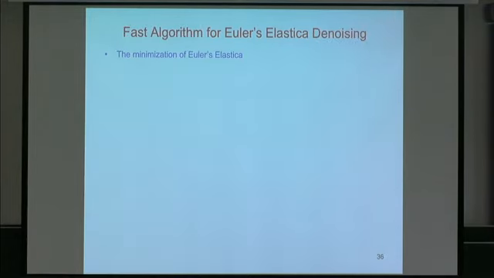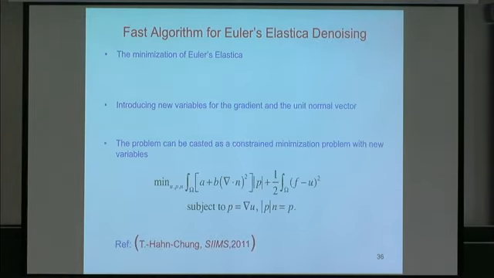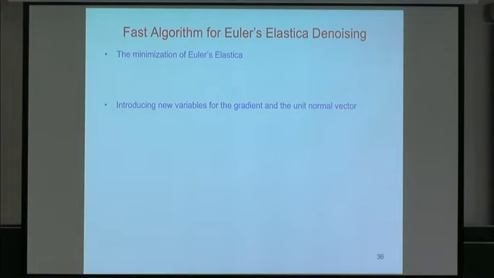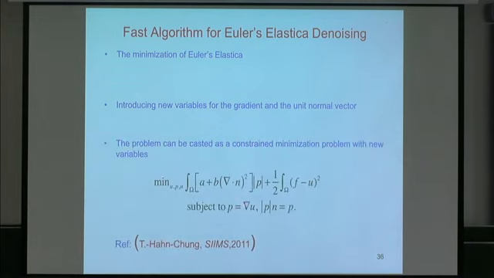Yesterday, Songhua already talked about the algorithm we're going to use. Essentially, she already gave a very good introduction. It's essentially minimizing this energy. Then we introduce two variables: p equal to the gradient of u, and n equal to p divided by its L2 norm. You introduce those, and then you expand the minimization variable to u, p, n.